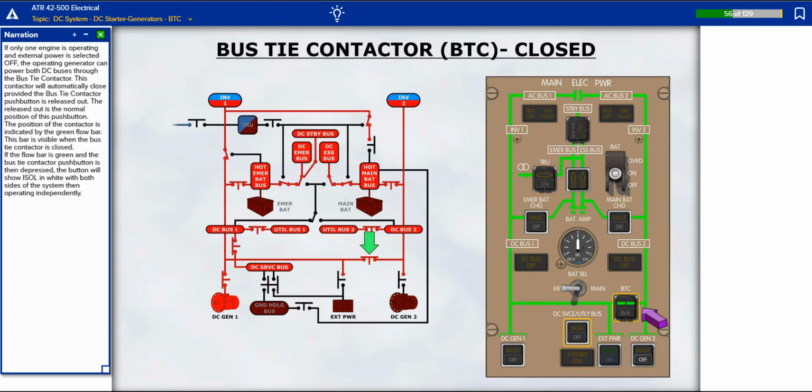If only one engine is operating and external power is selected off, the operating generator can power both DC buses through the bus tie contactor. This contactor will automatically close provided the bus tie contactor push button is released out. The released out is the normal position of this push button. The position of the contactor is indicated by the green flow bar. This bar is visible when the bus tie contactor is closed. If the flow bar is green and the bus tie contactor push button is then depressed, the button will show isolate in white with both sides of the system then operating independently.